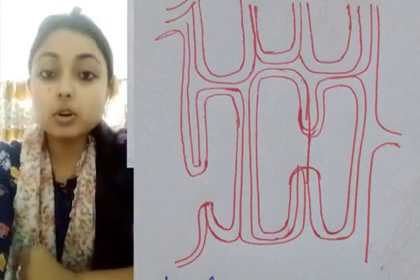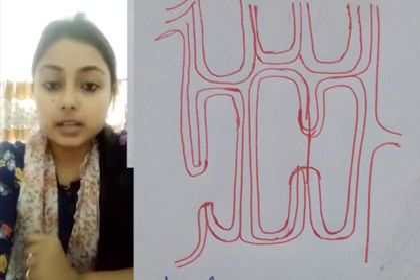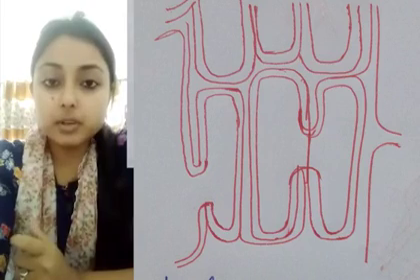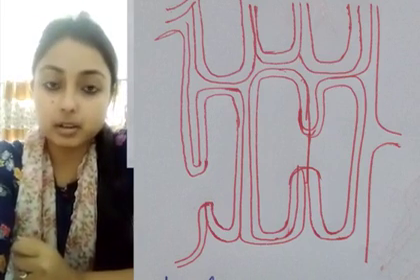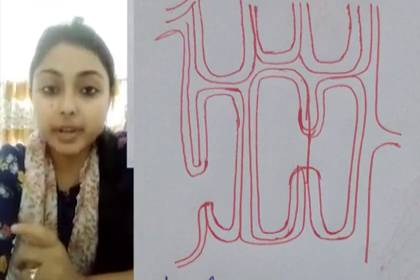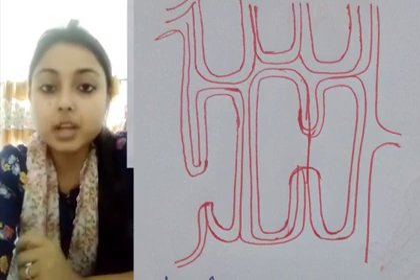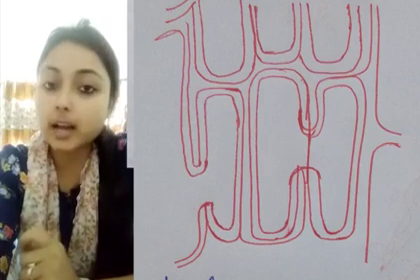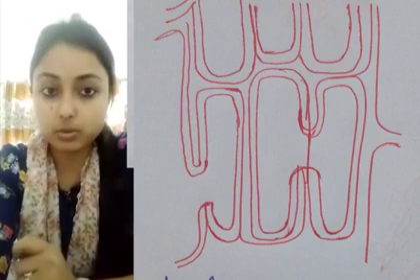Now we will come to collenchyma. Collenchyma is a little different term, but it is very easy to understand. We'll break the word into two. Collen means glue, and chyma means the living tissue.